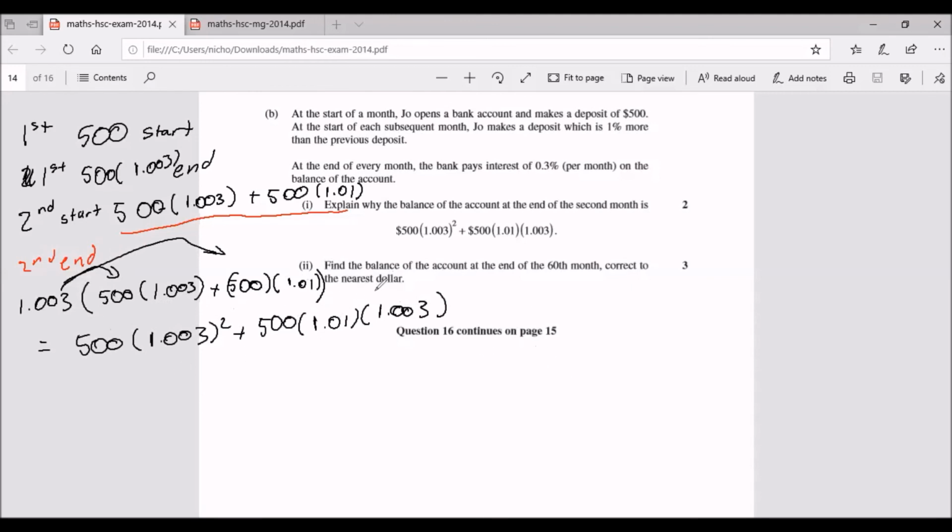Yes. So that first question is done. We basically just work through it sequentially. We start at the beginning, we add our interest, and then we add our new deposit at the start of that month, and then we get our interest on top of that. So each time we just multiply by 1.003. And importantly, we also have to add a new deposit each time.